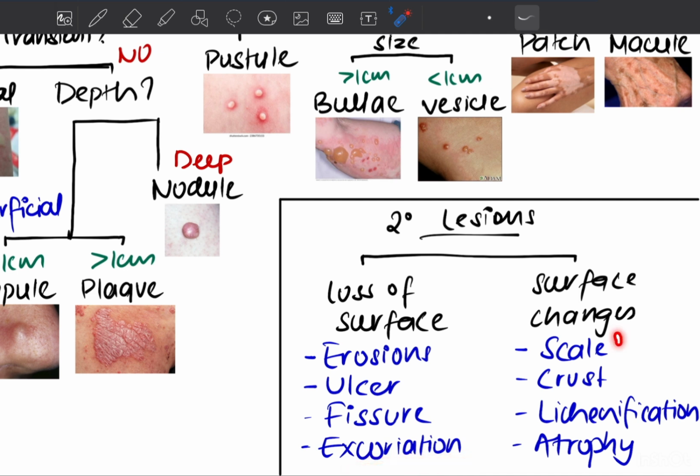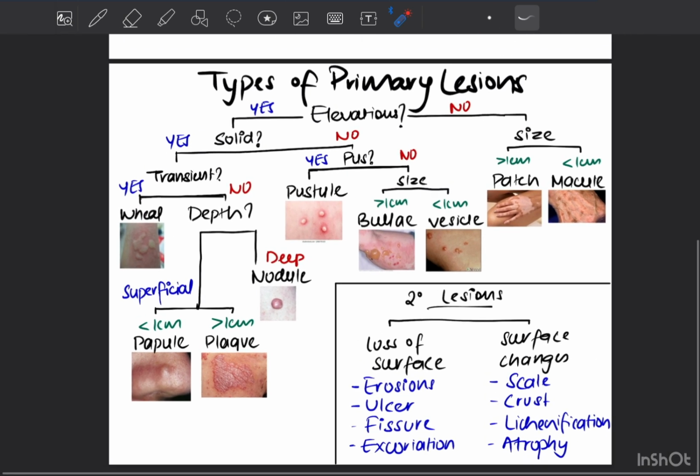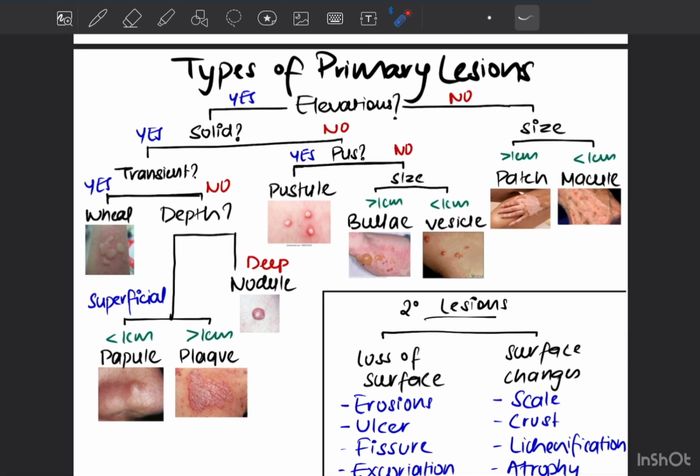And in surface changes, scaly surface changes can be seen in psoriasis, crust can be seen in impetigo, lichenification can be seen from chronic scratching, and atrophy can be seen with aging or any corticosteroid use or any steroid use. So here we conclude our primary lesions and also secondary lesions. So that's it, and thank you.